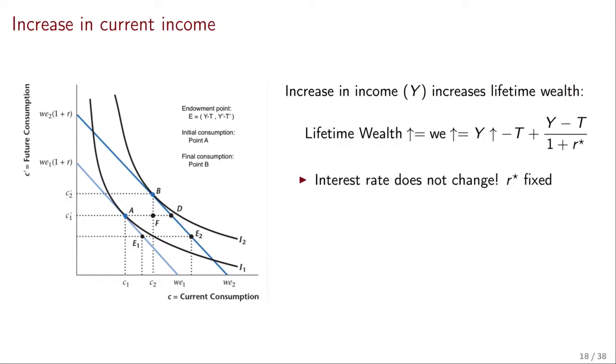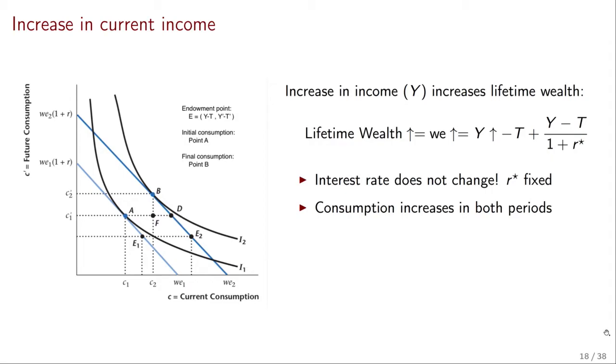But importantly, interest rates do not change. R star is not affected because it is fixed by the international markets. And as a consequence, there is no moderating effect on top of the income effect that the consumers have. As a consequence, consumption is going to increase in both periods. We see that in the graph because the consumer is moving optimally from point A outwards towards point B. That's increasing both consumption in the future and consumption in the present.